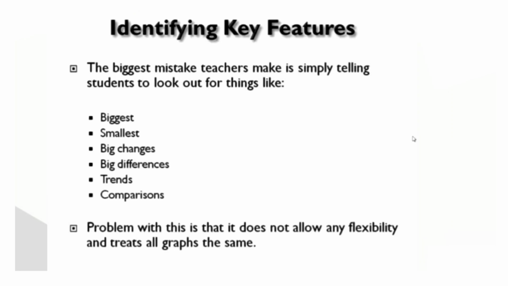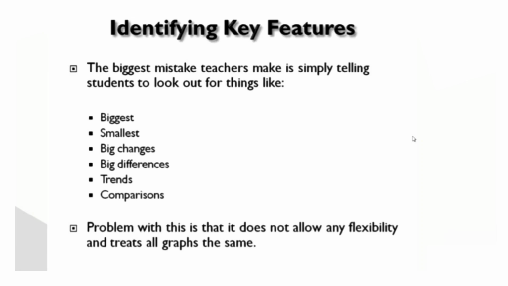Going on. The biggest mistake teachers make is simply telling students to look out for things like biggest, smallest, big changes, big differences, trends, comparisons. The problem with this is that it does not allow any flexibility and treats all graphs the same. Some teachers will tell you that when you get a graph, always look for the biggest, smallest, big changes, big differences, trends, and comparisons. But we recommend you not to do this because every graph is different and needs to be treated differently.